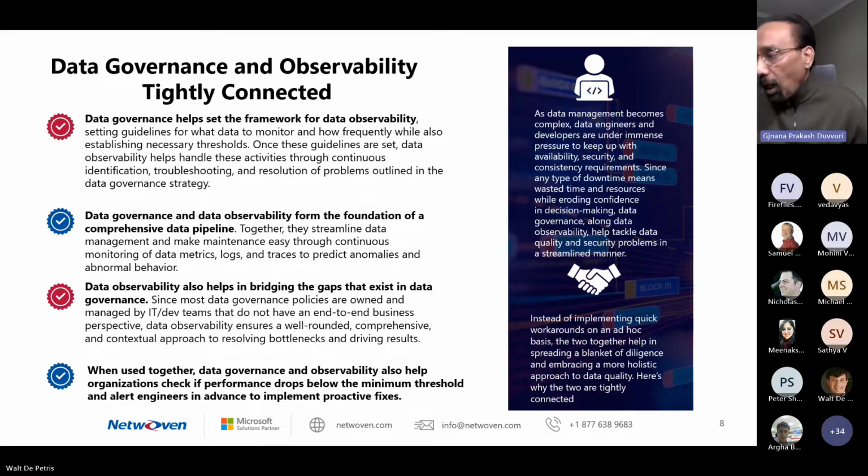Okay, we talk about data observability. CAF also talks about data observability. We also talk about data governance. What are the problems? How is data observability tightly connected with data governance? Number 1, data governance helps set the framework for data observability. When they create procedures and functions, data observability looks into that and implements those functions and procedures very well. The troubleshooting, resolutions, and problems outlined in the data governance strategy are visible to the business through data observability. Data governance and data observability form the foundation of a comprehensive data pipeline.